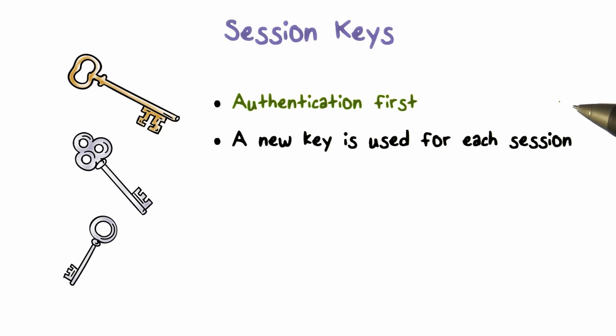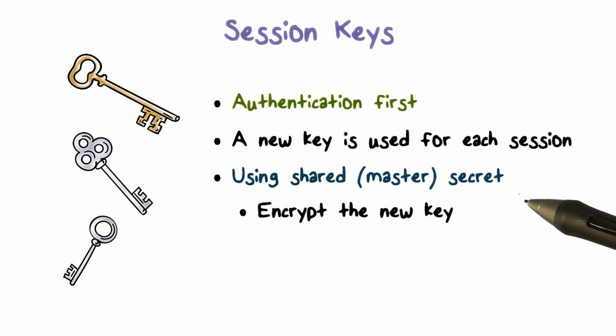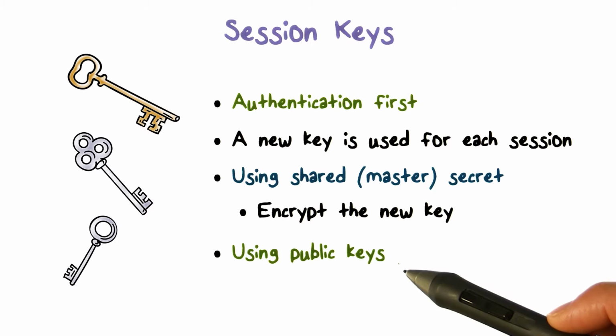After authentication, in order to protect message security, Alice and Bob will need to establish a shared secret key for the session. This can be accomplished in several ways. Suppose Alice and Bob share a master secret key. Then Alice can use this master secret to encrypt a new key and send the encrypted new key to Bob. Or Alice and Bob can also use public keys to encrypt the new key.